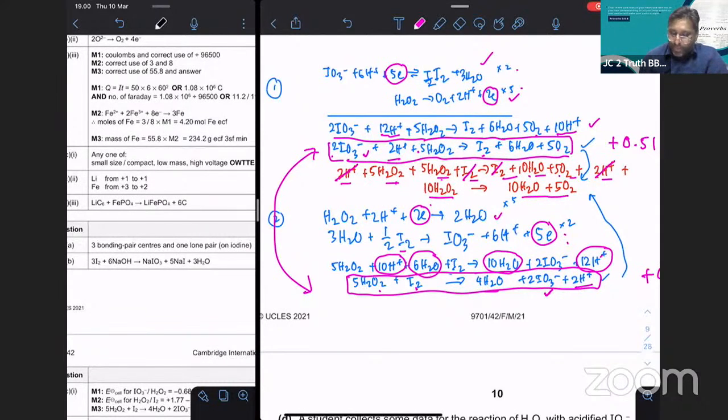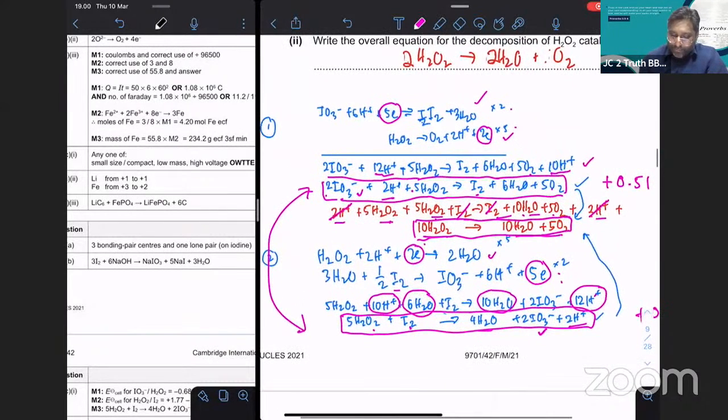So the final answer that you're supposed to get from all these long equations is this one. And you can simplify that further also. 10 and 5, so you can divide by 5. So you get 2H2O2 to give you 2H2O and then O2.